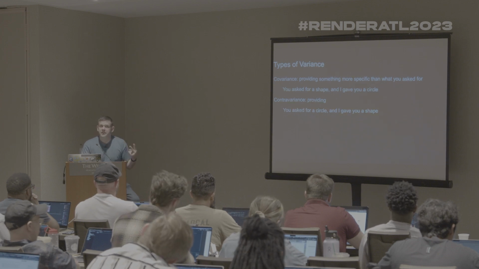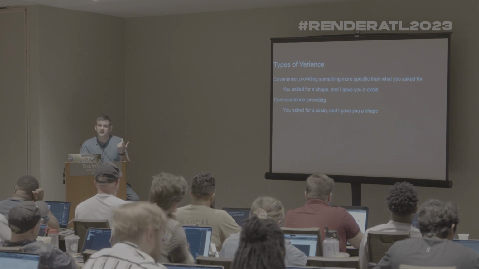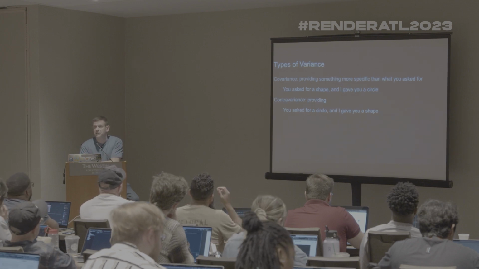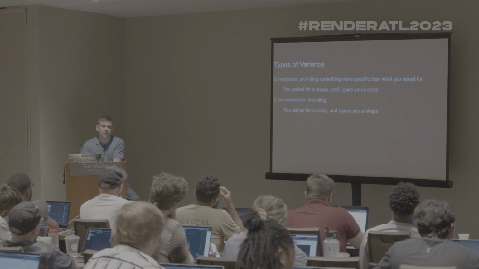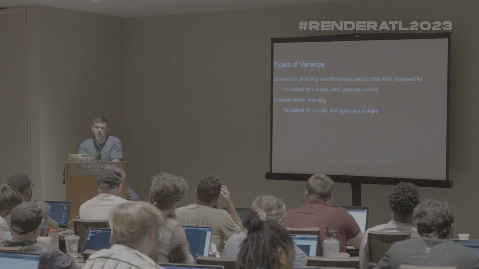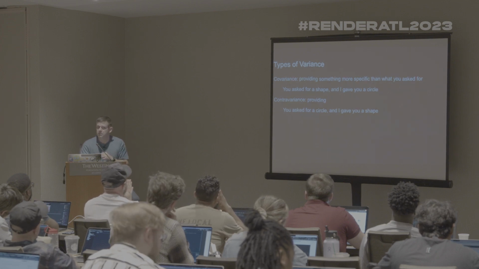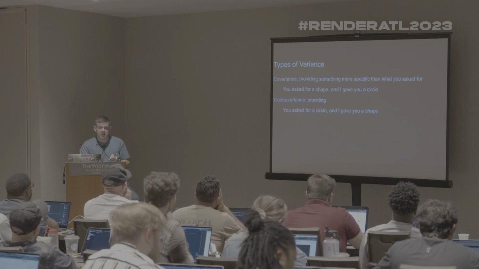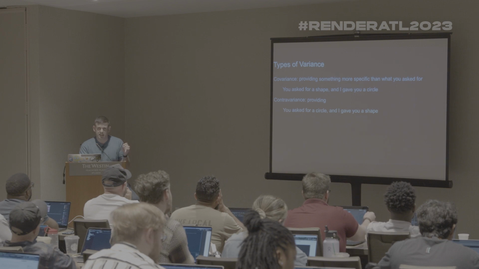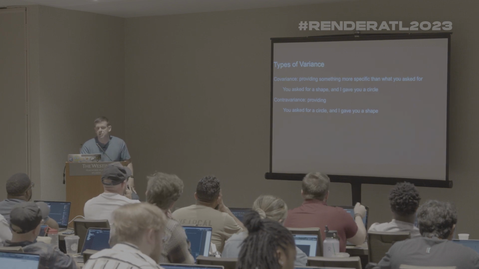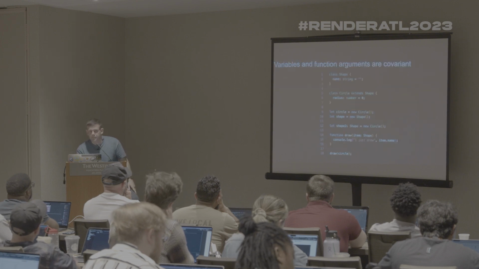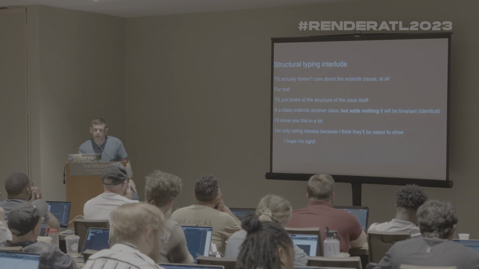There's two types of variance. There's covariance, which means you provide something that's more specific than what was asked for. You asked for a shape, but I gave you a circle, which seems fine. We're probably already familiar with that sort of thing. Contravariance is the opposite. You asked for a circle, but I gave you a shape. That seems crazy, but sometimes you can do that. And then there's bivariance, which means both, and invariance, which means neither. I'm going to get to that in code.